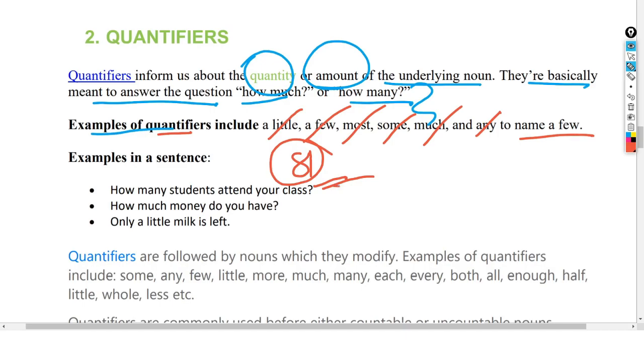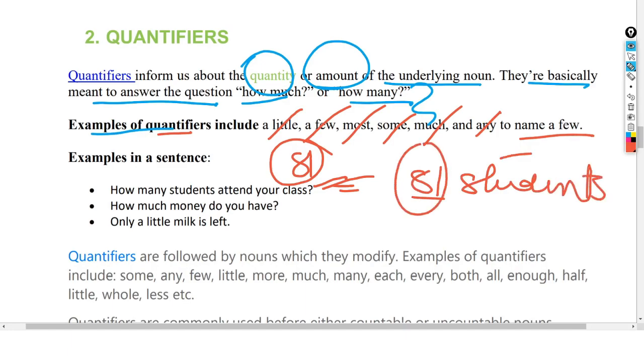Then you tell me, suppose, sir, 81 students attend the class. This 81 will be the quantifier, or the determiner. How much money do you have? Suppose you tell me I have 10 rupees. Then this 10 will be the quantifier. Only a little milk is left.